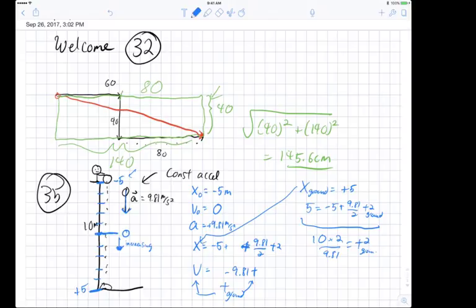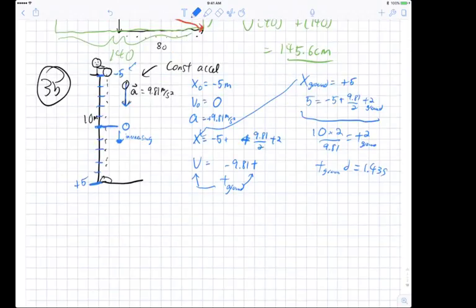So t ground is equal to 10 times 2 divided by 9.81. I'm going to take the square root of that. 1.43 seconds. And so to find the velocity, oh wait, that's supposed to be plus as well. 9.81 times 1.43. 14.0 meters per second. That's how fast he's going. All right.